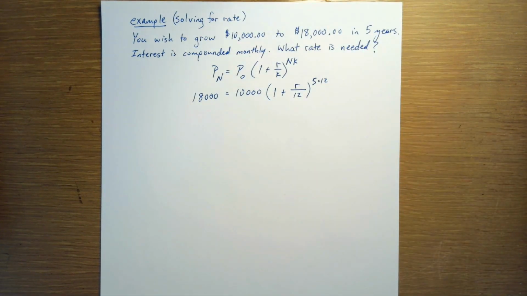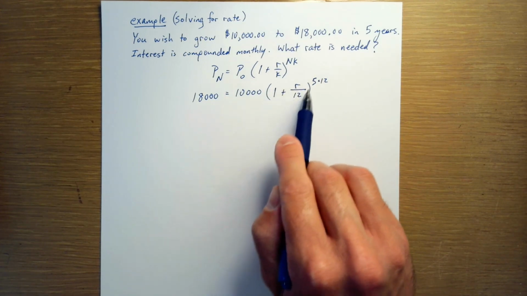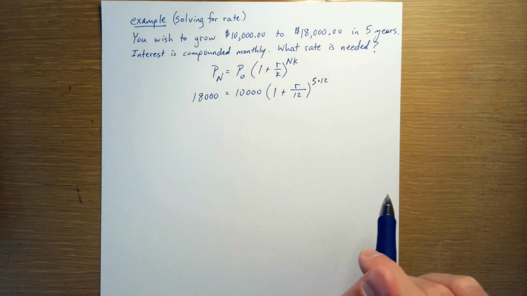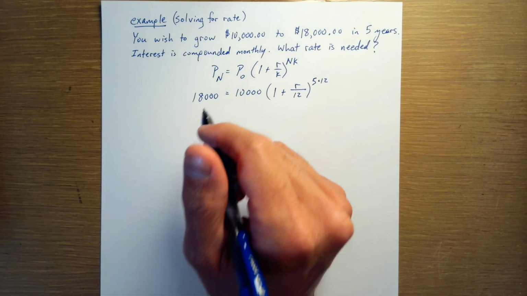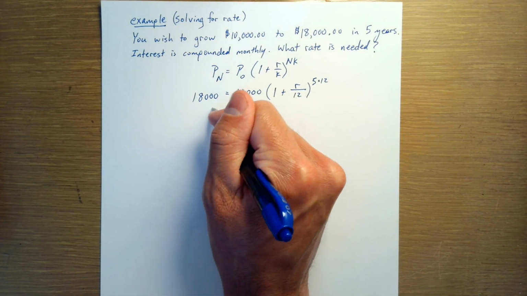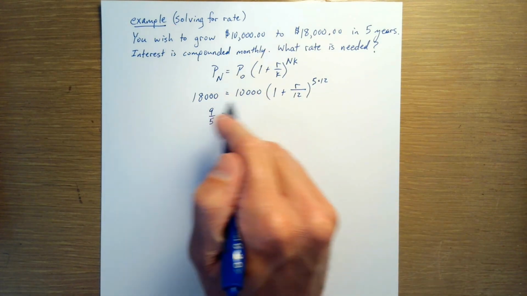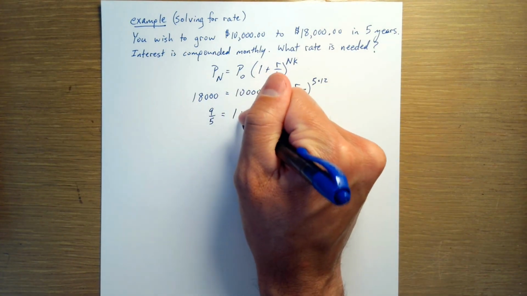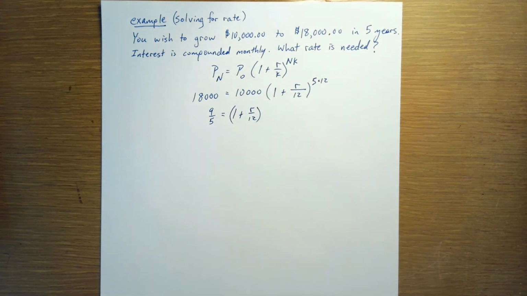So now we have to solve for R, and this algebraically will be even worse than the problem before, because now our R is buried within this exponent. So we're going to use kind of a mathematical trick. The first thing I do is I take the 10,000 over, and remember that was 9/5. That's 18,000 divided by 10,000. So I have 1 plus R over 12 raised to the 60. That's our 5 times 12.